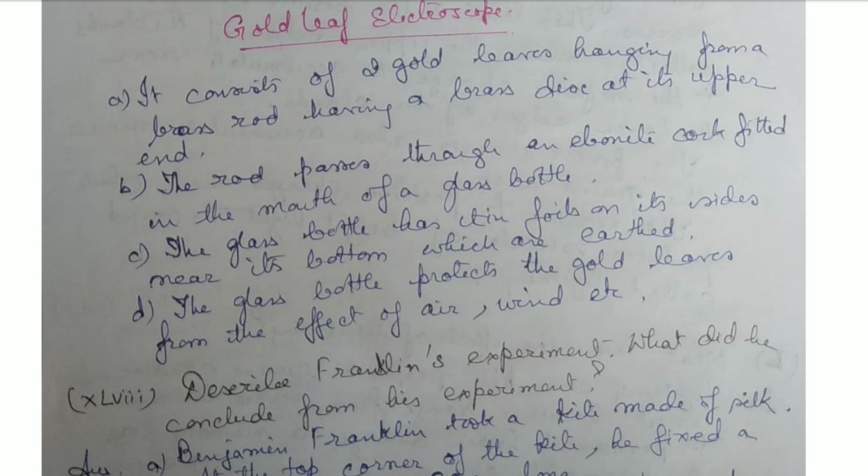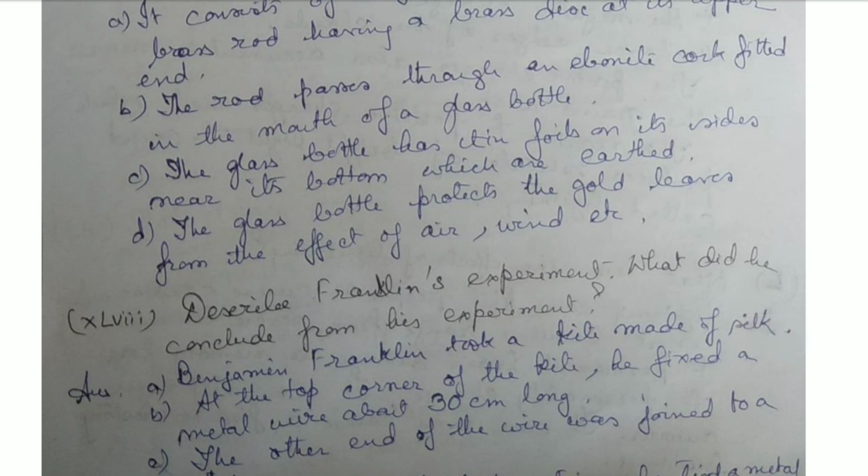Okay, and the brass rod has two gold leaves suspended at the end of the rod. The rod passes through an ebonite cork fitted in the mouth of the glass bottle. The glass bottle has a foil on its side near its bottom which is earthed. That foil is earthed. The glass bottle protects the gold leaves from the effect of air, wind, etc.